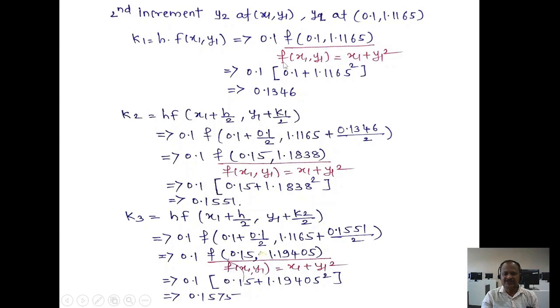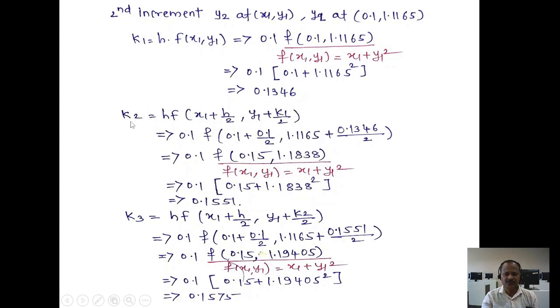Now we have to write the equation f of xy is equal to x plus y square. Only the suffix you have to add here, 1. So the equation becomes f of x1 comma y1 is equal to x1 plus y1 square. So x1 is 0.1 plus y1 square, that is 1.1165 bracket square. Solve this and multiply with 0.1. We will get the answer 0.1346.